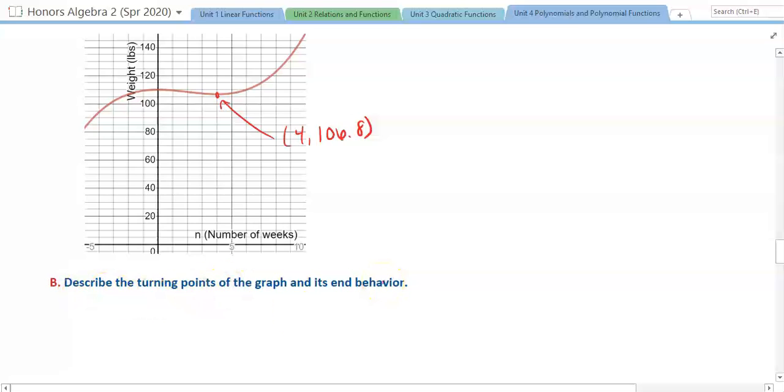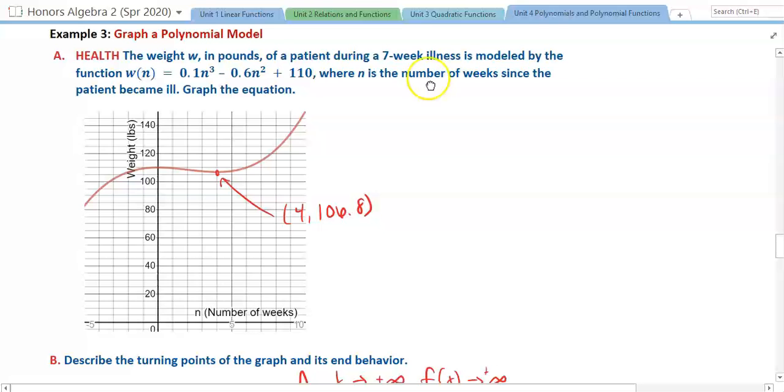The end behavior is that as x goes to positive infinity, f of x will go to positive infinity as well. We don't really need to talk about the left end behavior because we're talking about a real life problem with the 7-week illness.